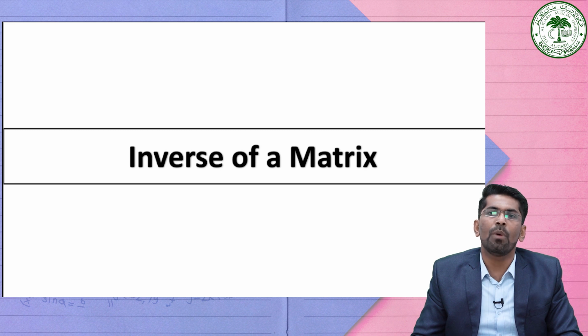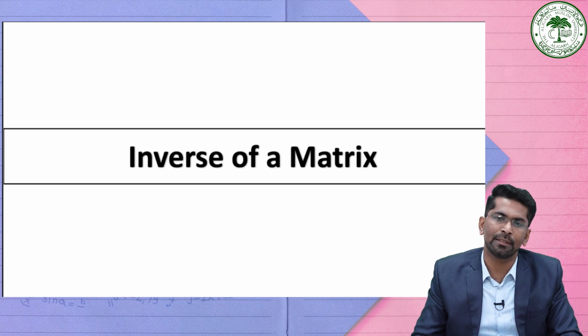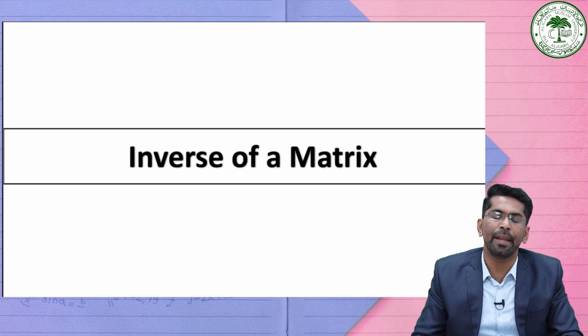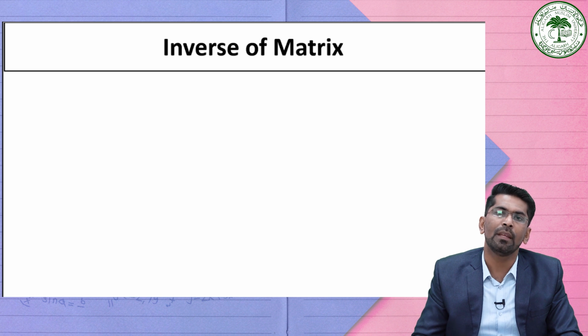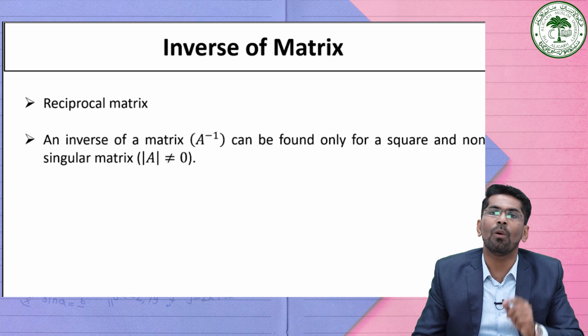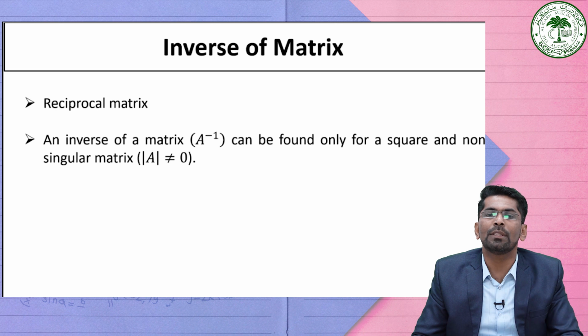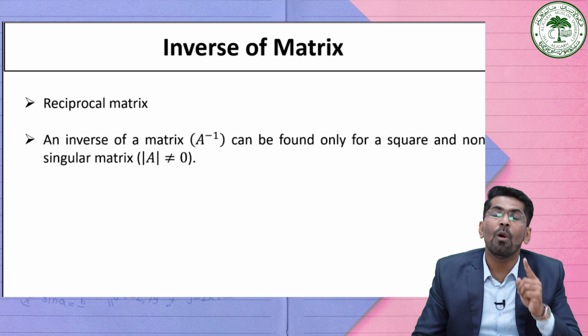Today we will discuss one of the important aspects of a matrix, which is to find the inverse of a matrix. We will discuss here the stepwise procedure to find the inverse of a matrix. The inverse of a matrix is sometimes called a reciprocal matrix. An inverse can be found only for a square matrix, which means that the number of rows and columns are equal, and it should be a non-singular matrix.